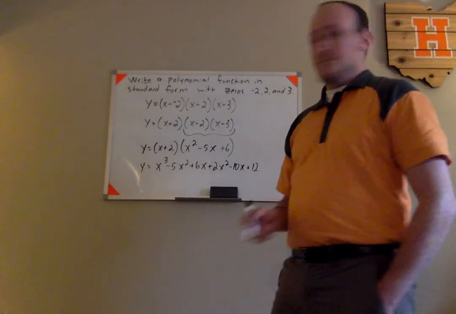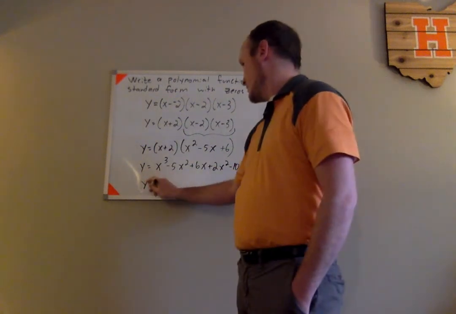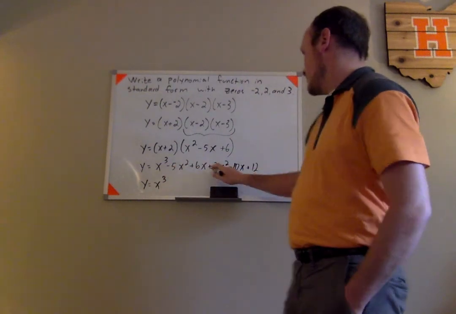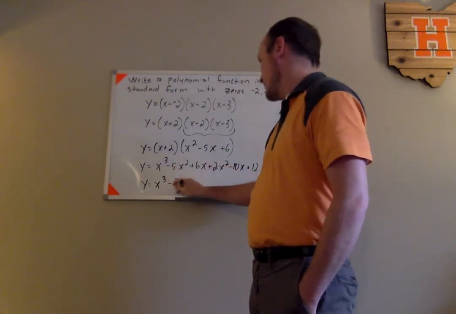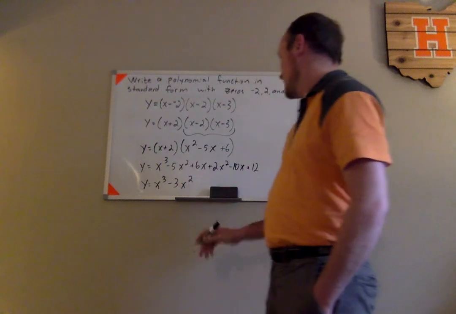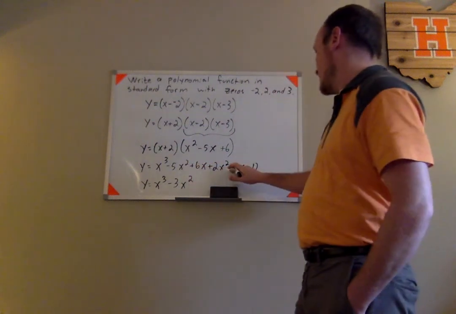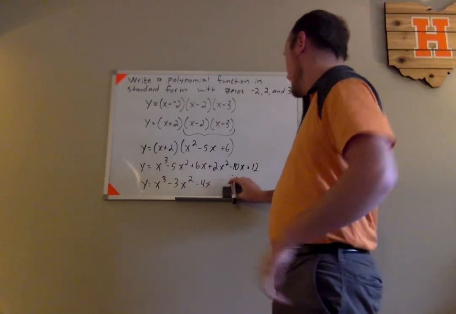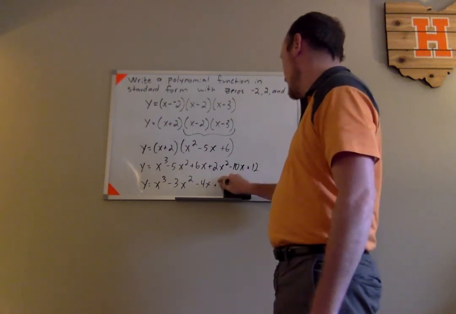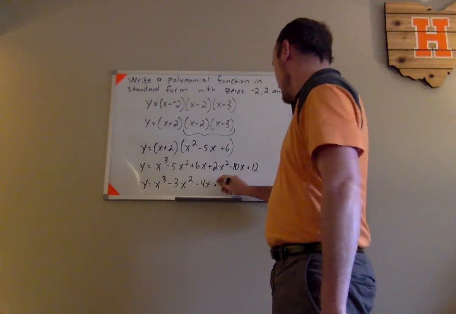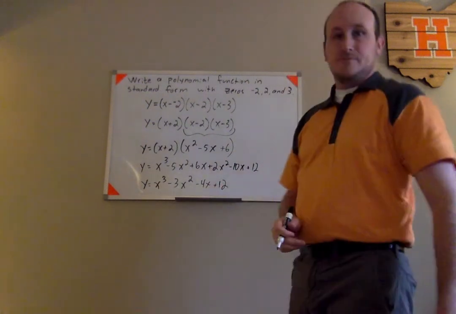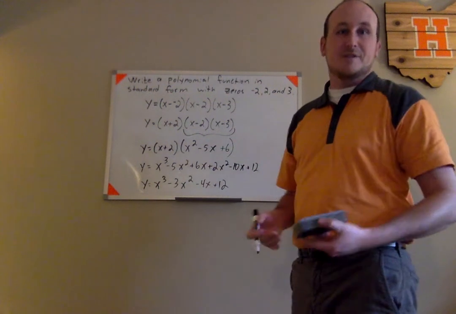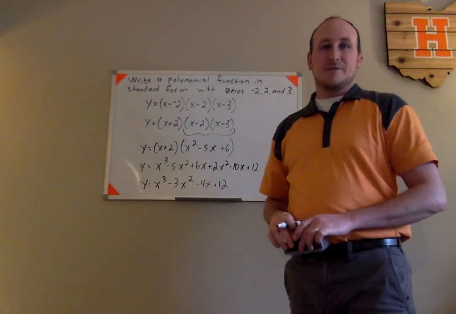Combining some like terms. -5x squared plus 2x squared should leave me with -3x squared. I have a +6x and a -10x, which should leave me with a -4x. And then finally, I have the plus 12 at the end. And you should see I arrived at the same thing, at least I hope that's the same thing, unless I made a mistake somewhere, as I had when I multiplied that out the first way.